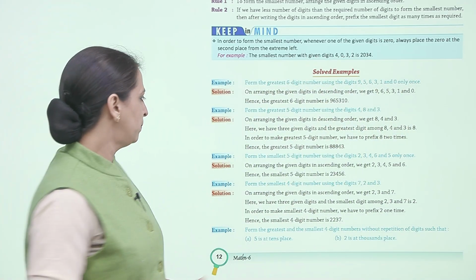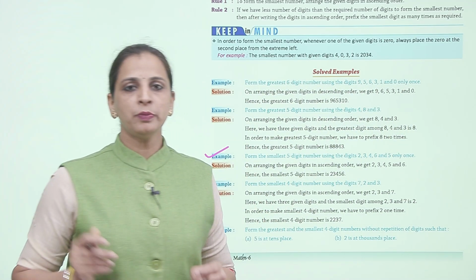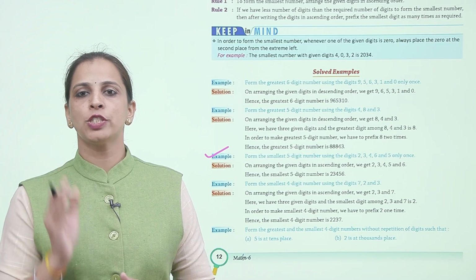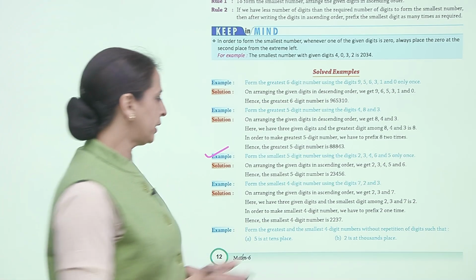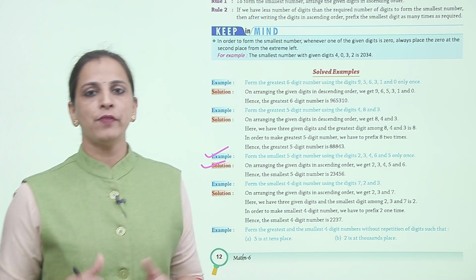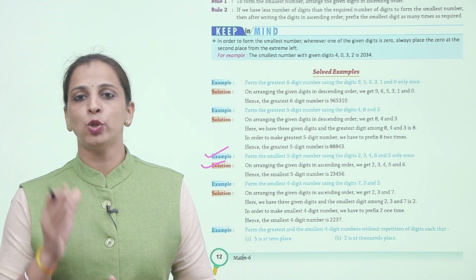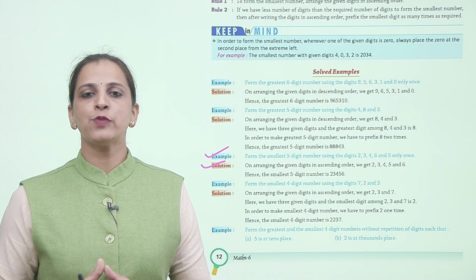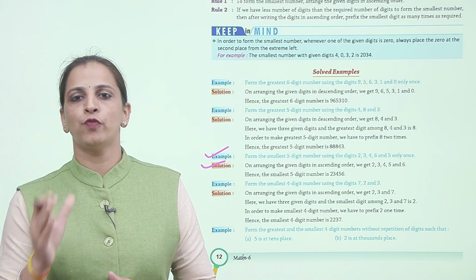Now next example, form the smallest 5 digit number using the digits 2, 3, 4, 6 and 5 only once. Solution करते हैं. On arranging the given digits in ascending order, we get 2, 3, 4, 5 and 6. Hence, the smallest 5 digit number is 23456.